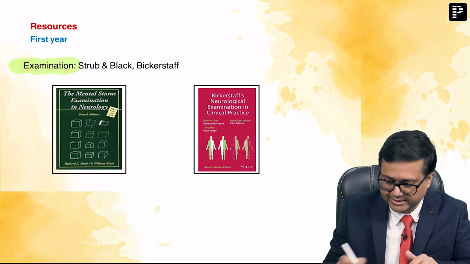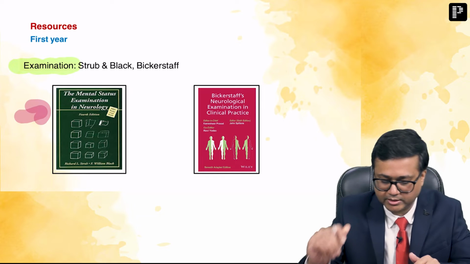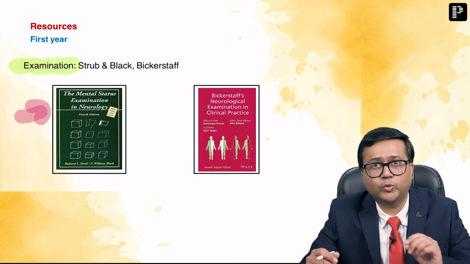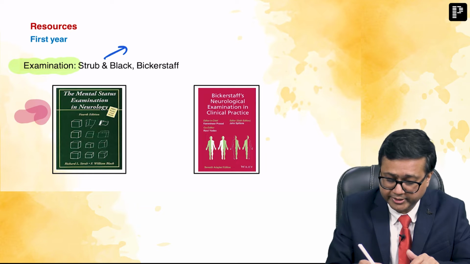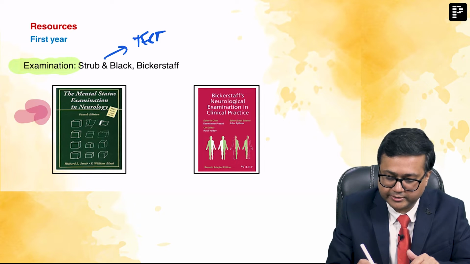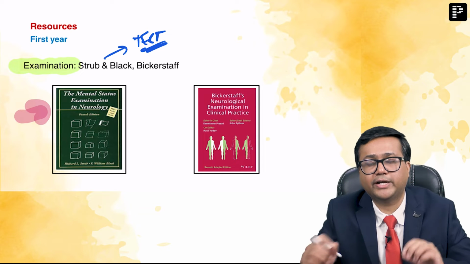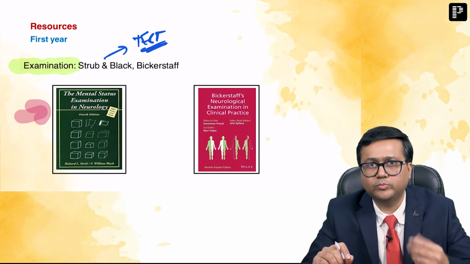So for mental status examination, one very important resource is Strub and Black, and you'll find some important points of the MSE, as well as some of the important tests which are done, such as for cognitive functions, which you will find in Strub and Black. So it's again a good book to follow.